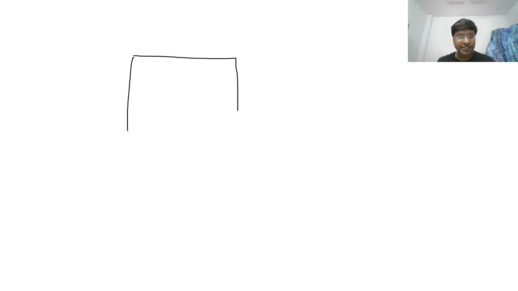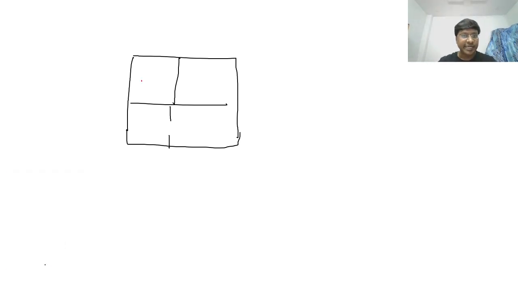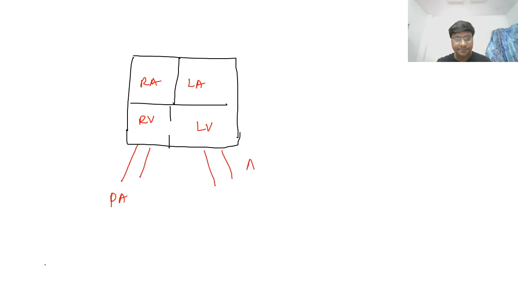Now, this is your four-chambered heart. This is your right atrium. This is left atrium. This is right ventricle and this is left ventricle, right? And this is your pulmonary artery, and this is your aorta, right? This is your aorta.